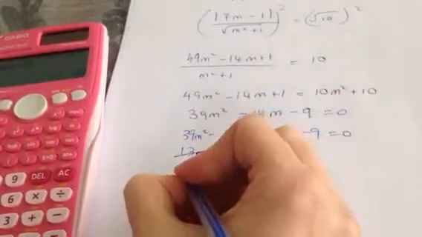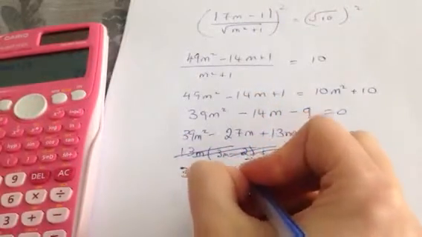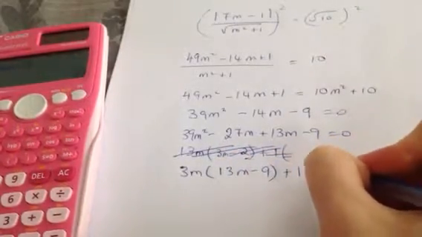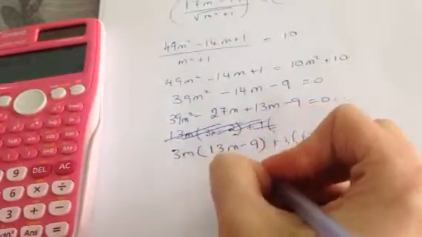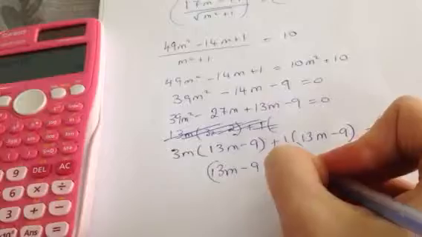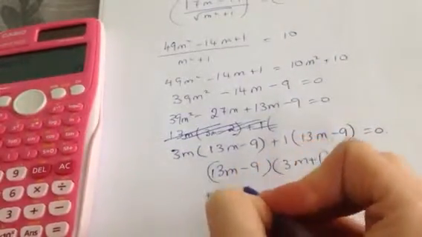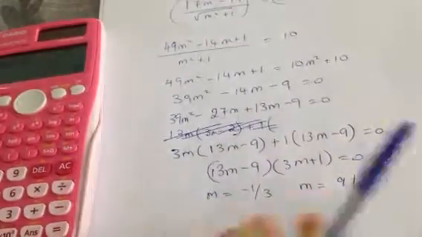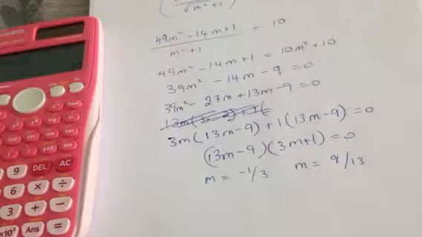So what do we have in common? We have 3m in common. And we have 13m minus 9 in one bracket and 3m plus 1 in the other. And you end up with m is equal to minus 1/3 and m is equal to 9 over 13. And that's what they asked for. They asked for the slopes of the two tangents to the circle. Yeah, that's the end of that question.